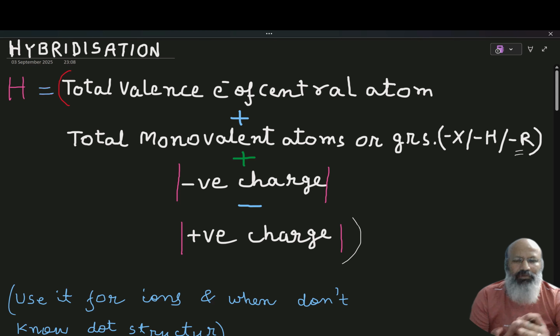Now, you'll understand how to use this formula when I take an example. But before using it, you should be very careful about when to use this formula. Use it when your species is an ion and when you don't know the dot structure. The dot structure basically gives you a clear picture of the presence of lone pairs, and the presence of lone pairs on the central atom is very much needed to understand hybridization. Of course, sigma bonds are also required.